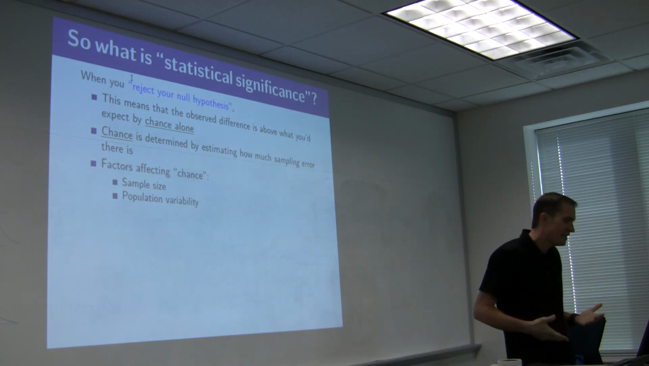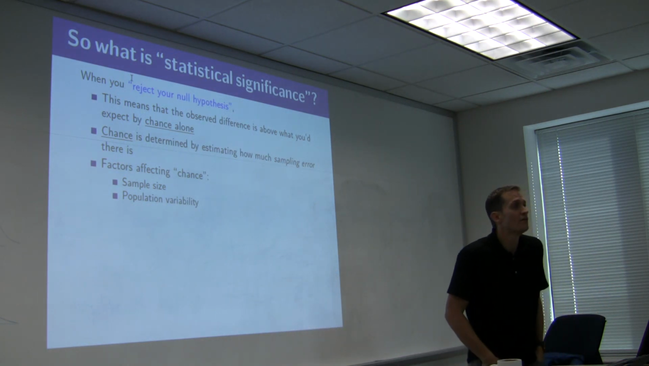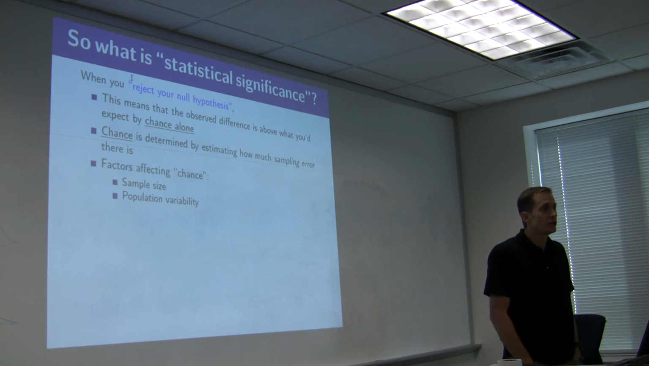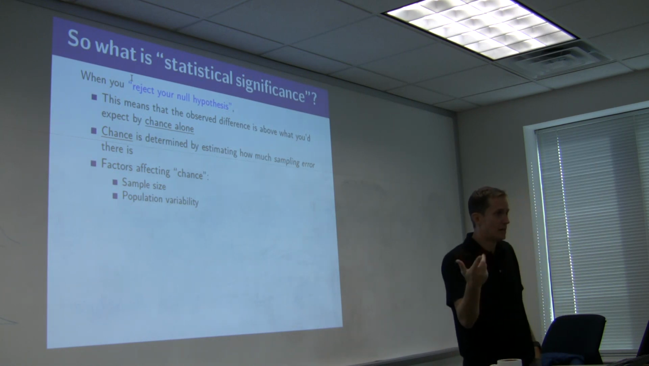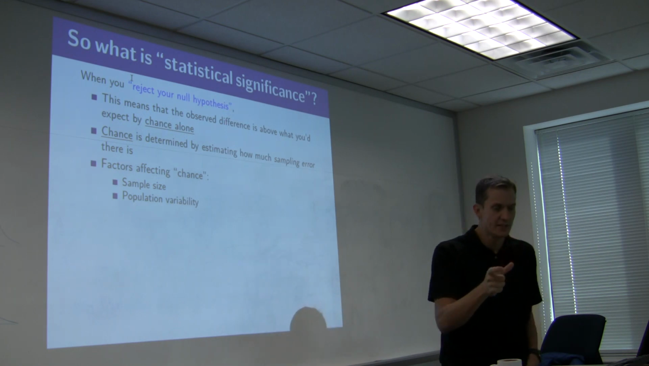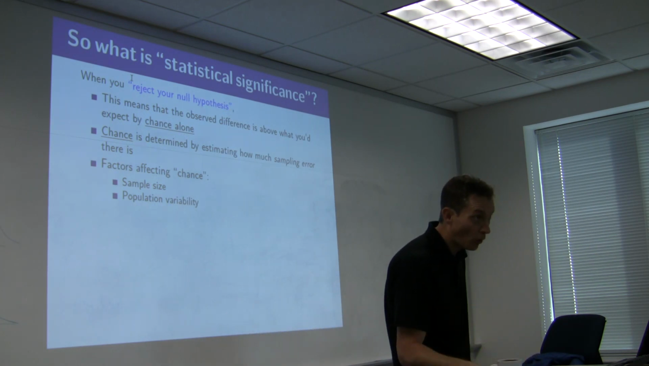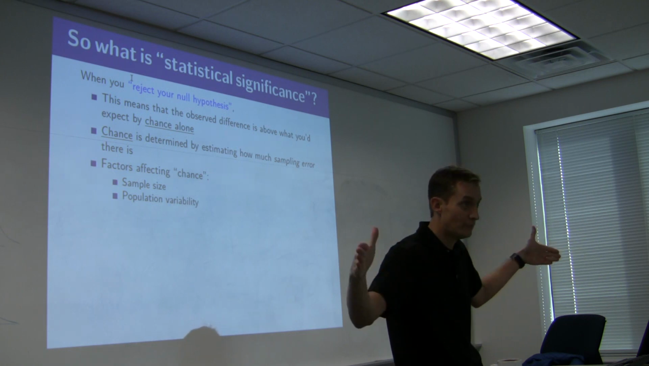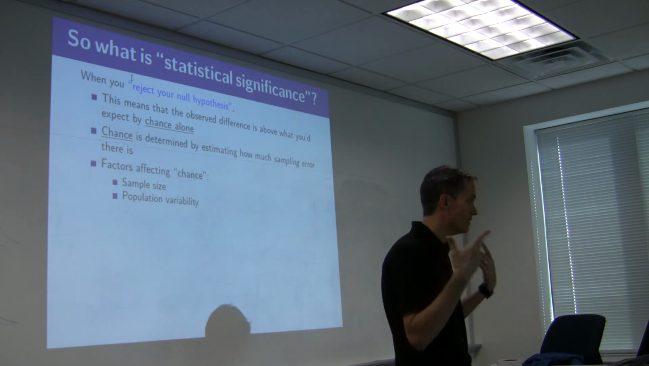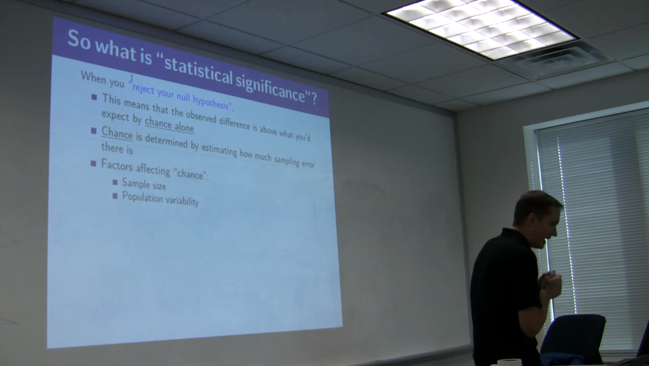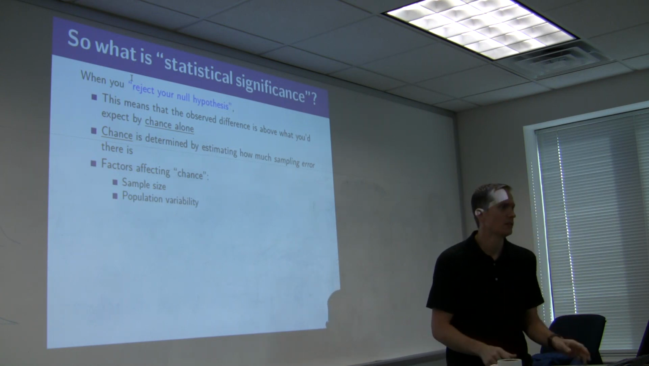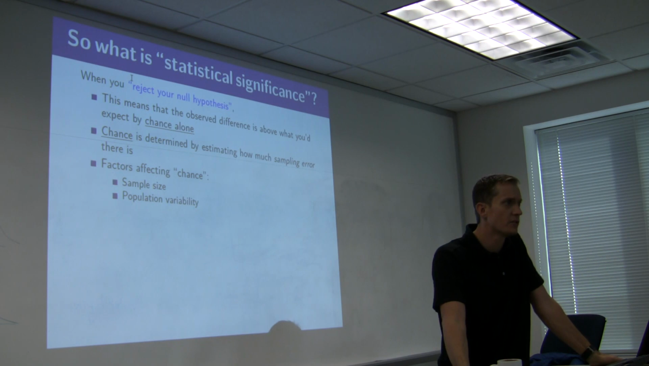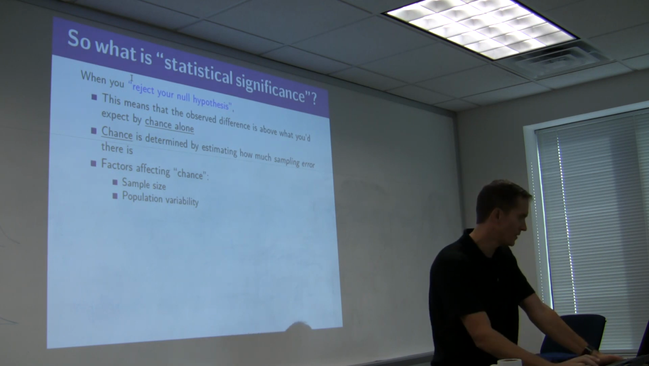And there are all kinds of things that affect this. Sample size affects the sampling error. The bigger your sample size, the lower your sampling error. So use bigger samples if possible. Another way to say this is, if you have a sample of size 4, you're going to have a lot of potential sampling error. So use as big a sample as you possibly can. And also population variability goes into it. If there's just a lot of variability in the population, there's going to be a lot of sampling error as well.